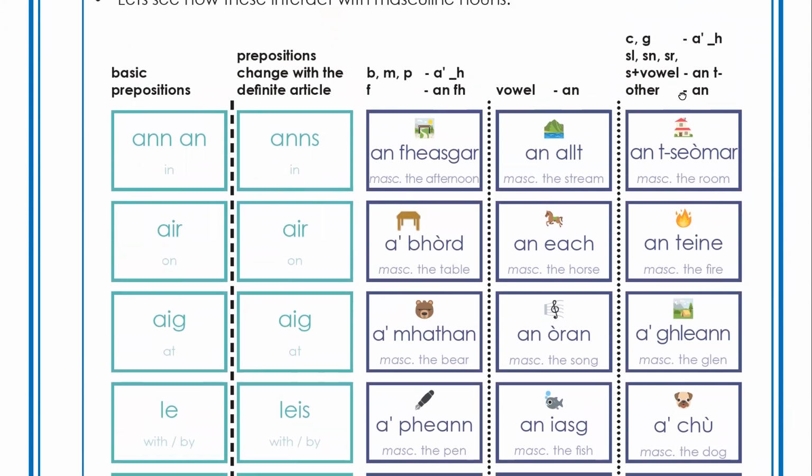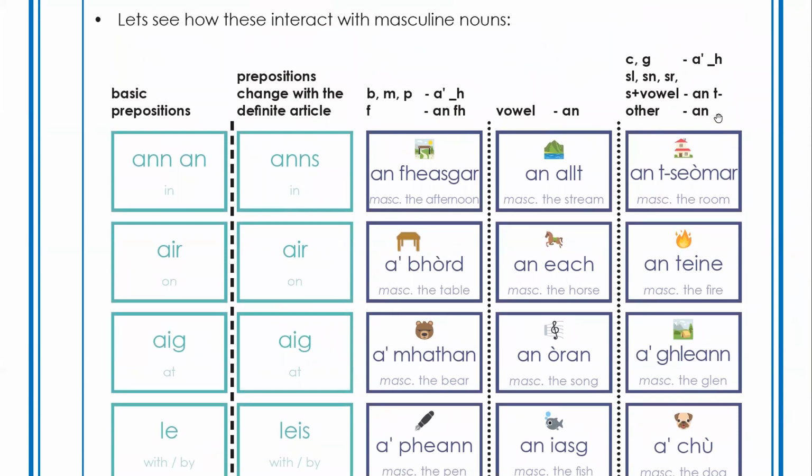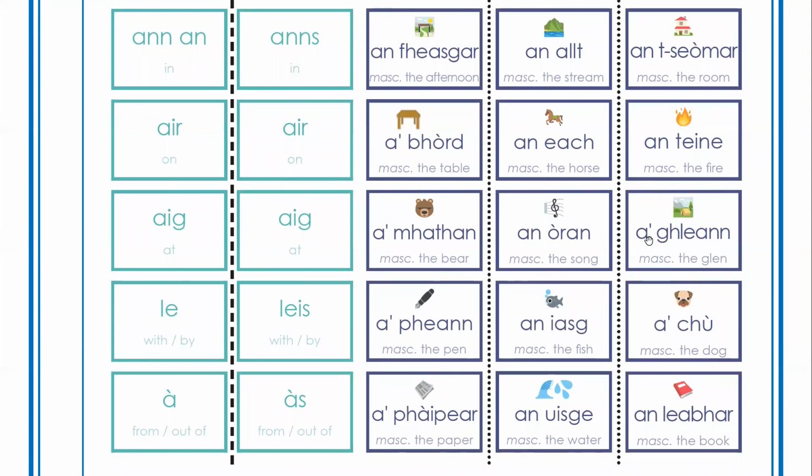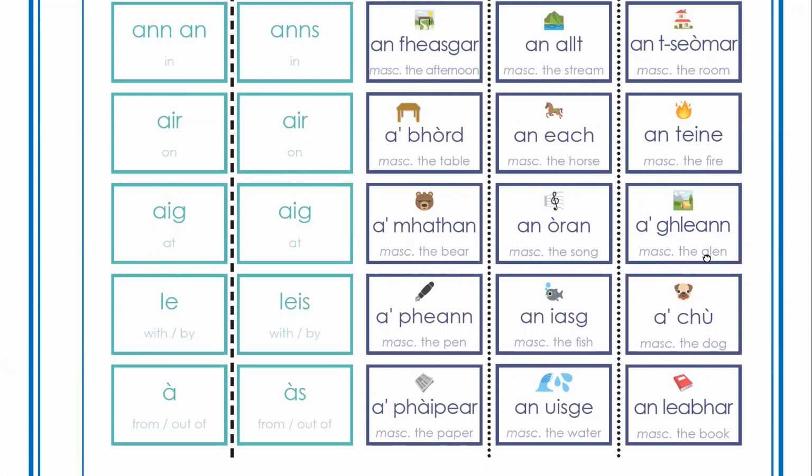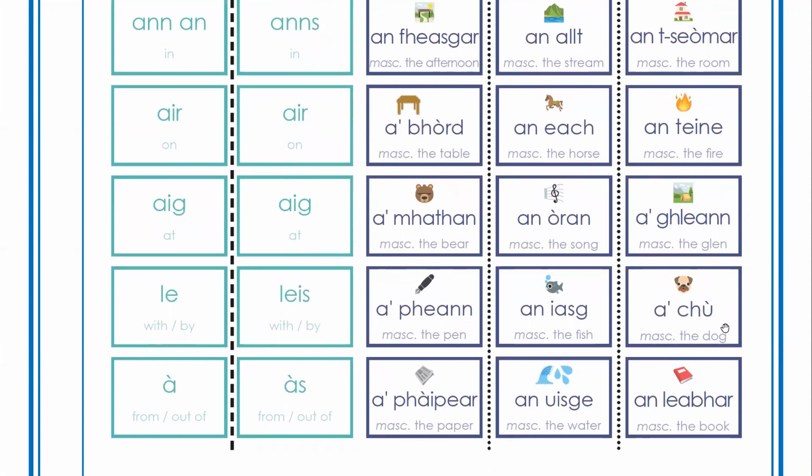So the last column here, we can see there's a number of things happening. C and G, as I noted, have moved to doing the same thing as B and P. So we have an gleann, the glen previously, aig a' ghleann, at the glen. And before we had an cù, the dog, an cù. If we're walking with the dog, leis a' chù. So lenites, a', leis a' chù.